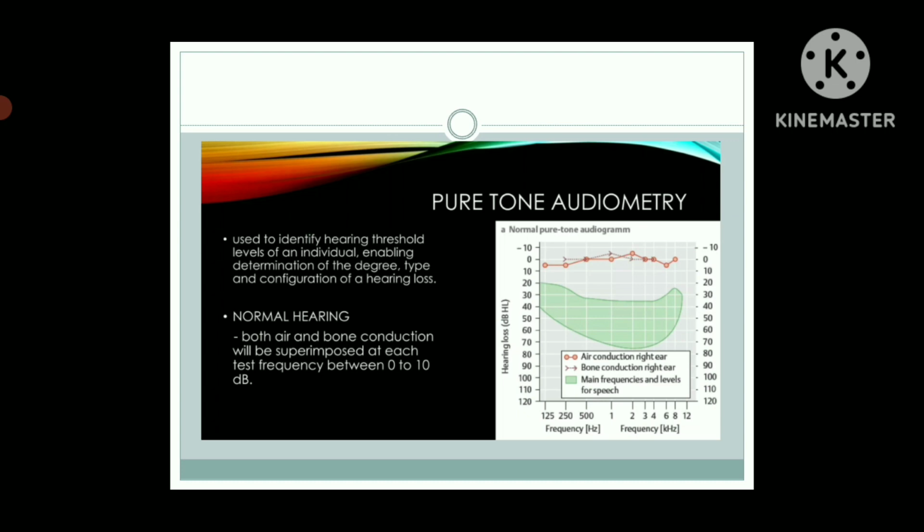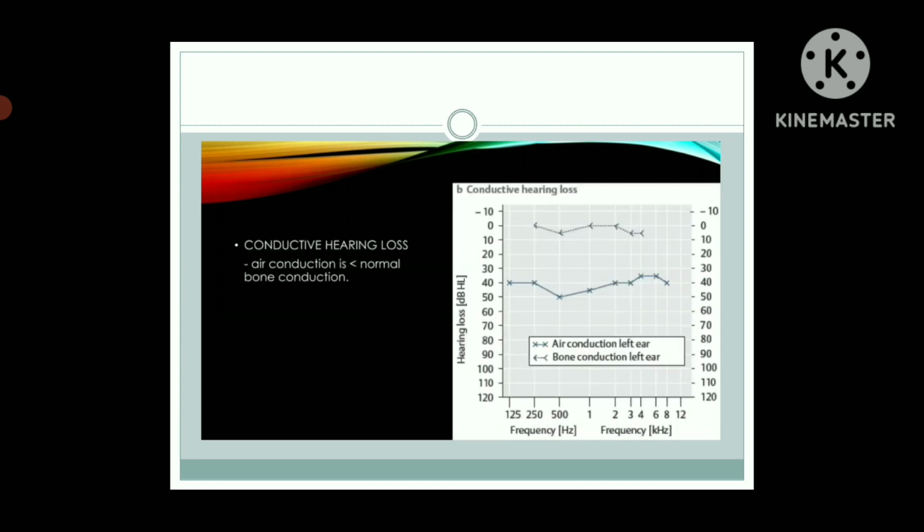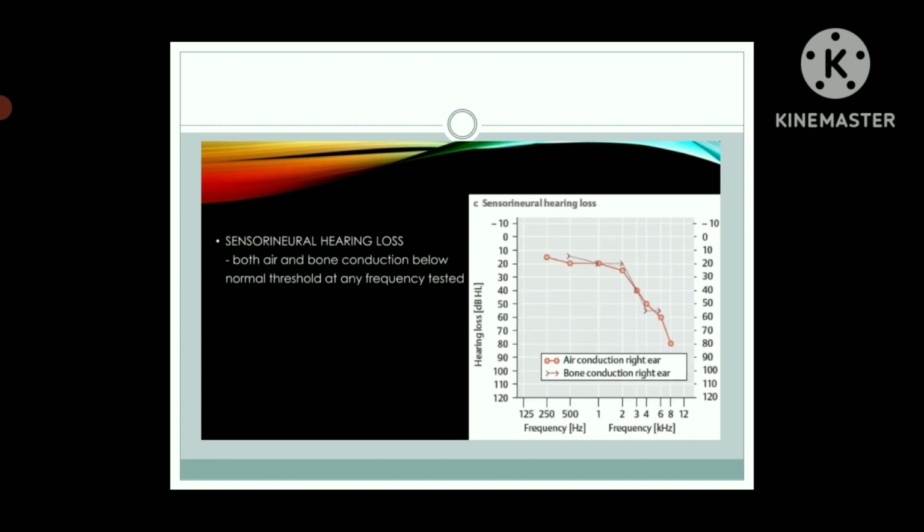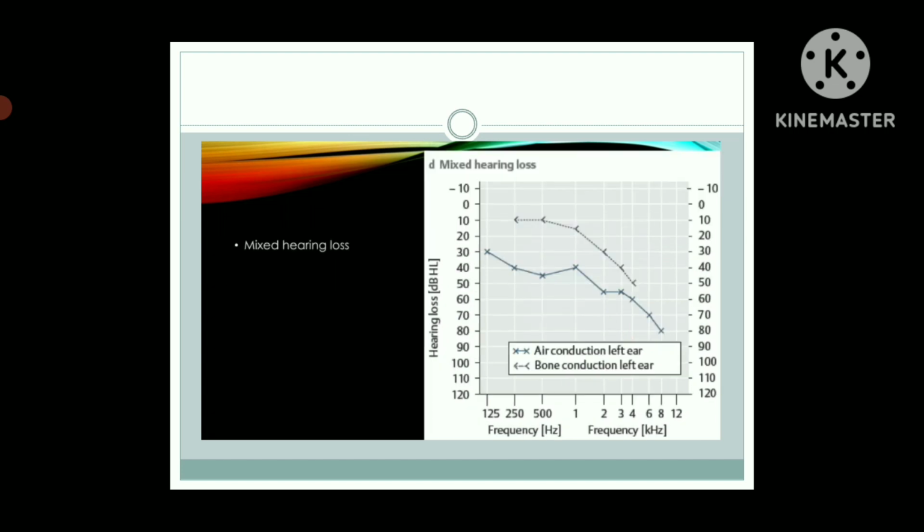Next is pure tone audiometry, used to identify the hearing threshold levels of an individual, enabling determination of the degree, type and configuration of a hearing loss. In normal hearing, both air and bone conduction will be superimposed at each test frequency between 0 to 10 decibels. In conductive hearing loss, air conduction is less than or normal bone conduction. In sensorineural hearing loss, both air and bone conduction are below the normal threshold at any frequency tested. This is a mixed hearing loss.